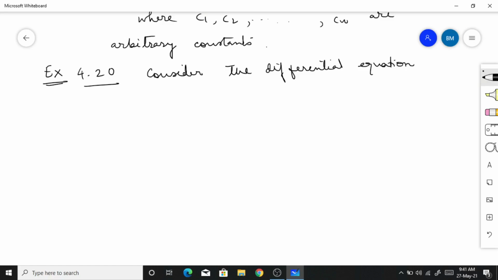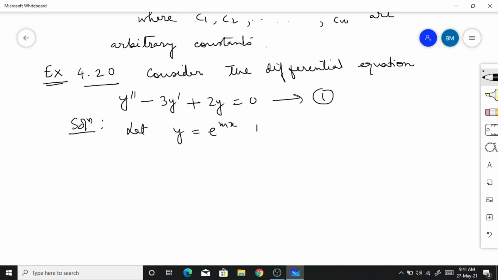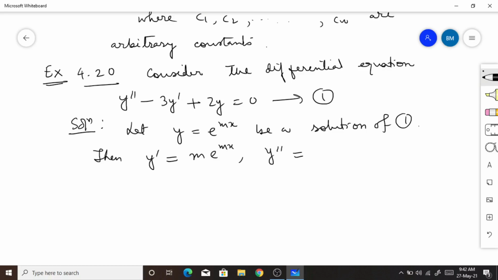y double prime minus 3y prime plus 2y is equal to 0, and we are to solve this equation. Call this equation 1. So what is the first step? Let us assume that y equal to e to the power mx be a solution of 1. Then if I differentiate both sides with respect to x, I will get m e to the power mx. If I differentiate it again, then I will get y double prime equal to m square e to the power mx.